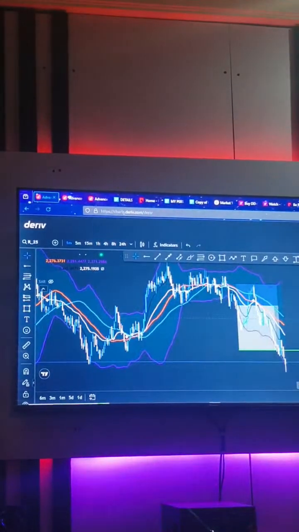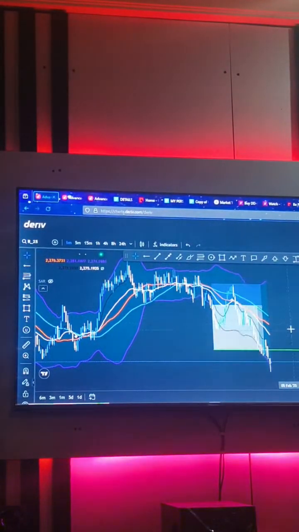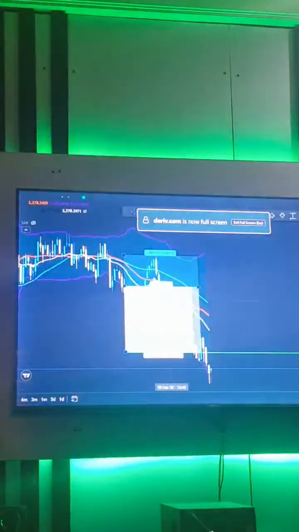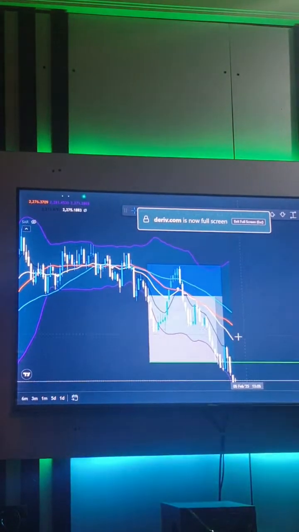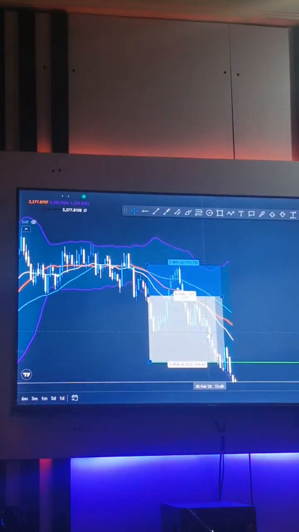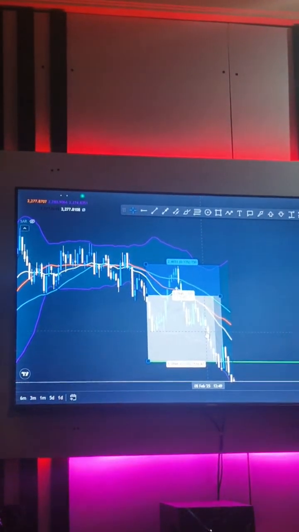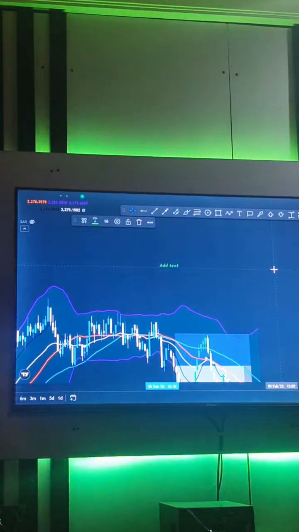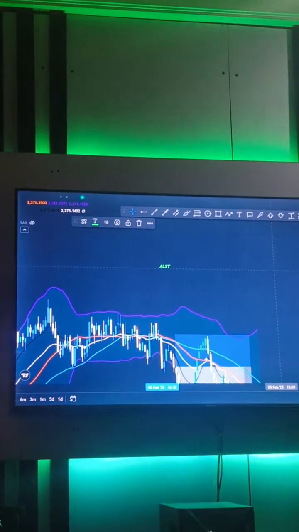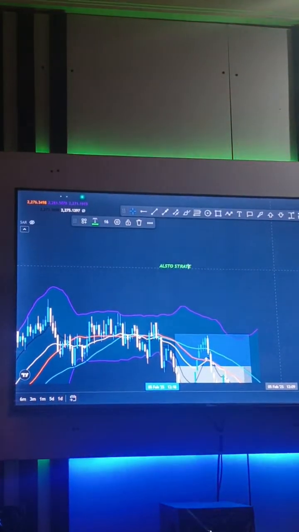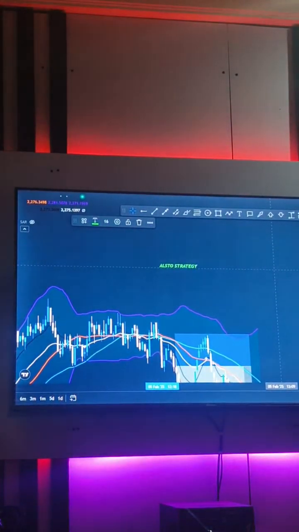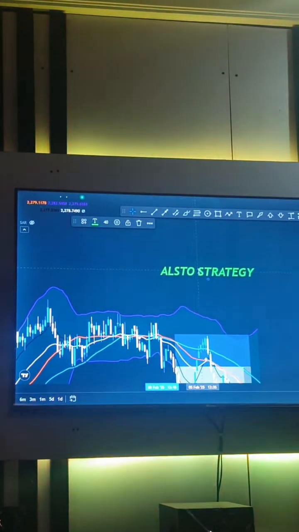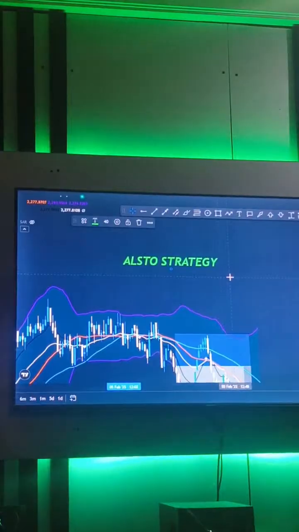1:2. We are still pushing good. You can see that. Let me look for another entry again using this strategy. The strategy name is called Outstow. That's the name I call it. It's called the Outstow strategy.